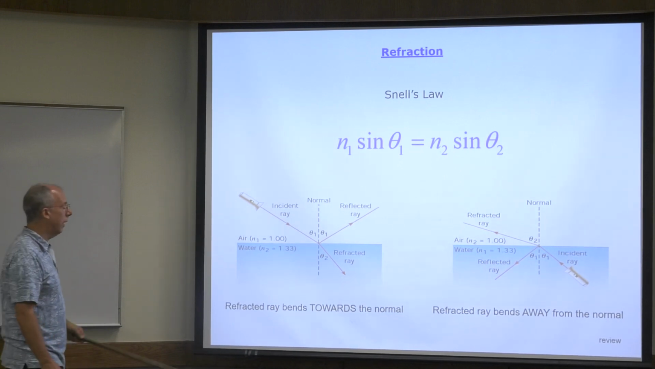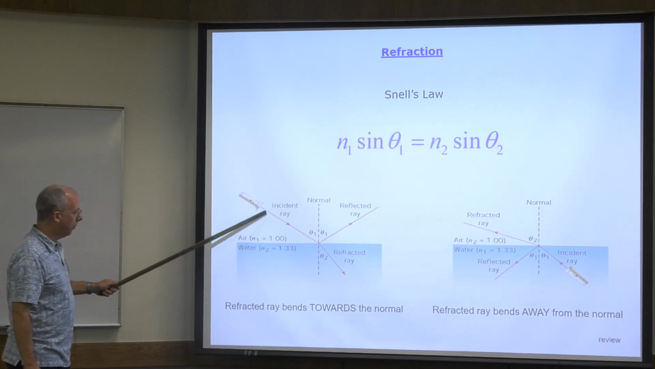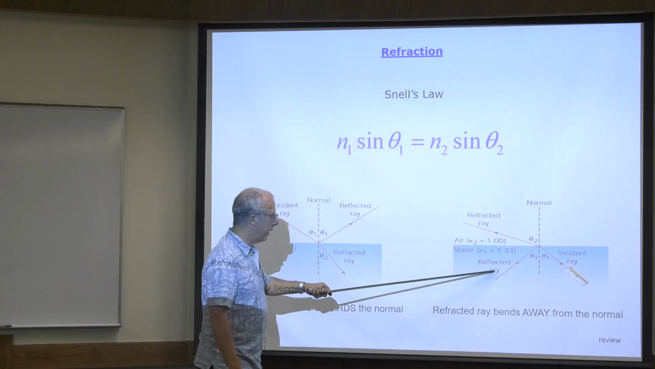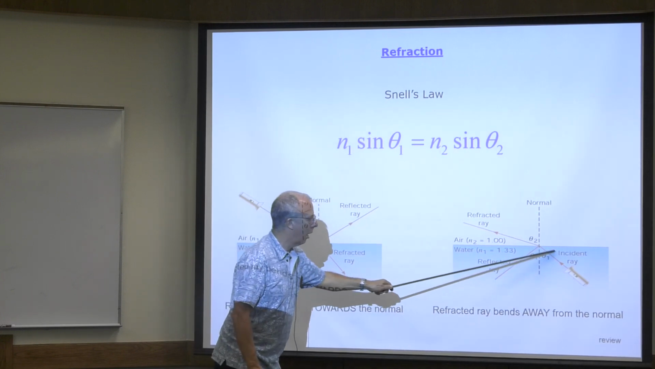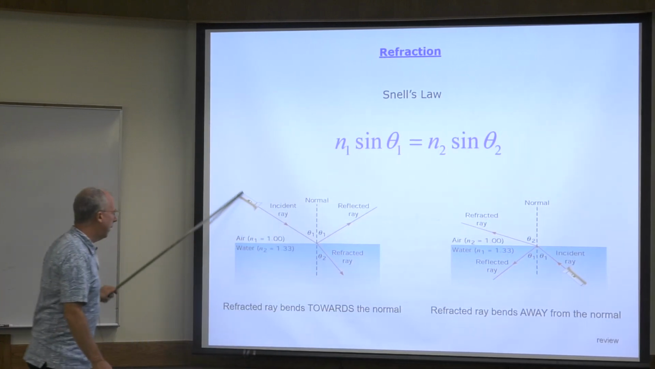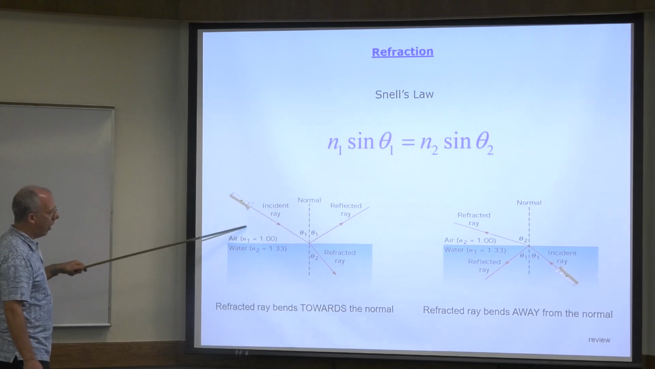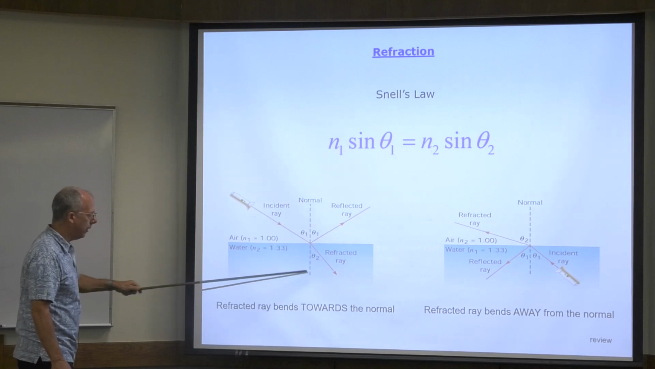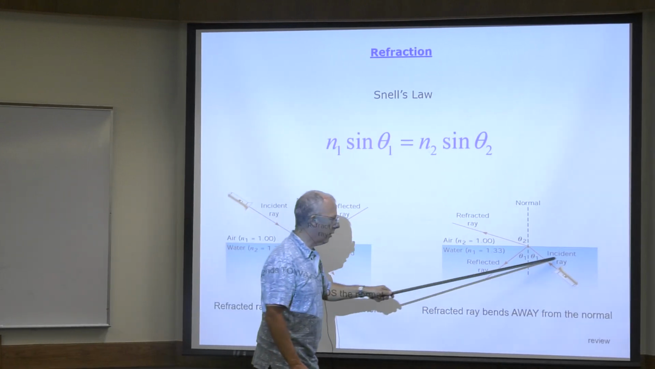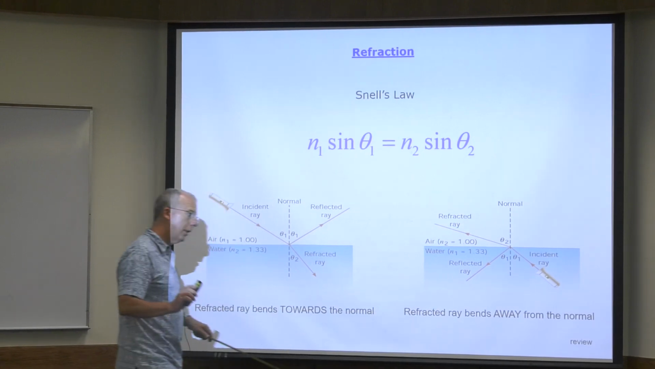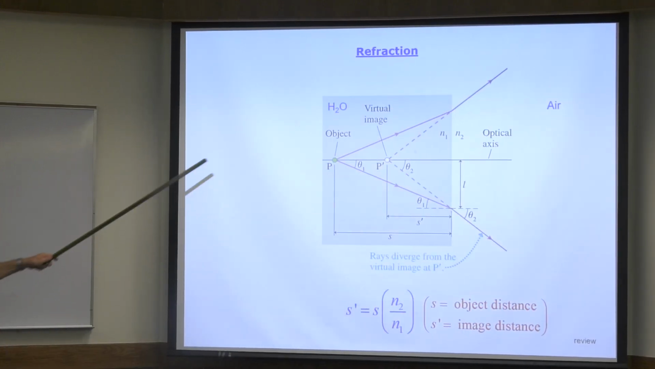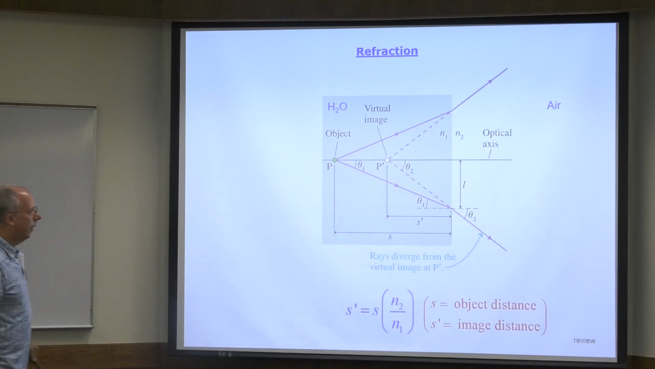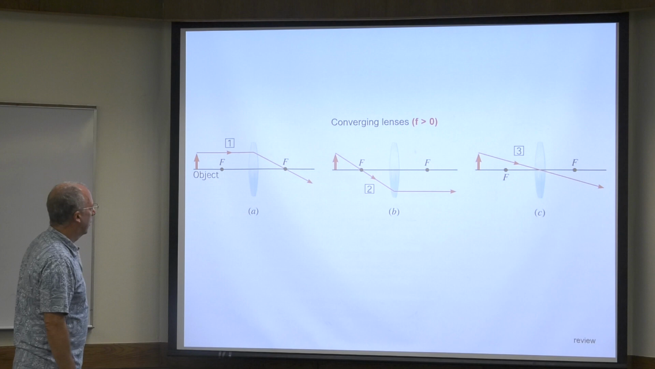Snell's law, right? If you go from small n to large n, it bends toward the normal. If you go from large n to small n, it bends away from the normal. And again, here's the object, so it's n1. Here's the outgoing ray, so it's n2. But here's the object, so it's n1. Outgoing ray is n2. You've got to be careful about that. Then we did this crazy thing, the frog in the fishbowl or whatnot.